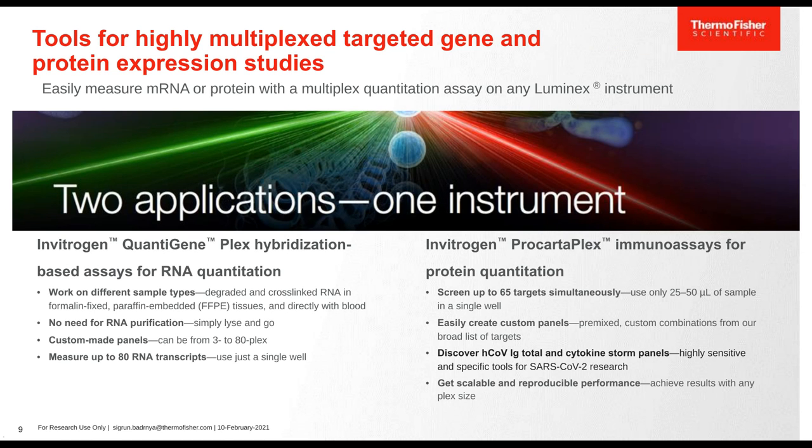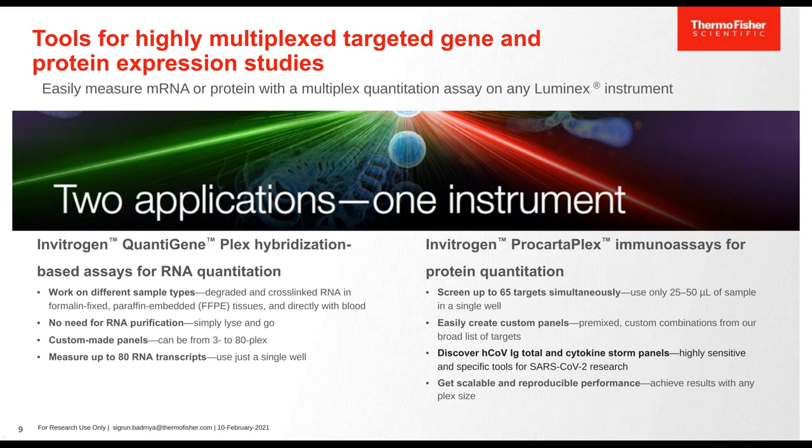For highly multiplexed targeted gene and protein expression studies, Invitrogen assays make use of the multi-analyte profiling technology that is compatible with any Luminex instrument to provide a flexible, high-throughput solution in a quantitative format. With the incorporated branched DNA technology, QuantiGene Plex assays allow for accurate multiplex gene expression profiling of up to 80 targets per well directly from a blood, tissue homogenate or lysate sample without the need for RNA purification.